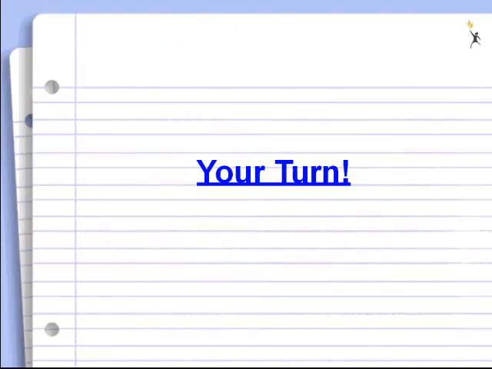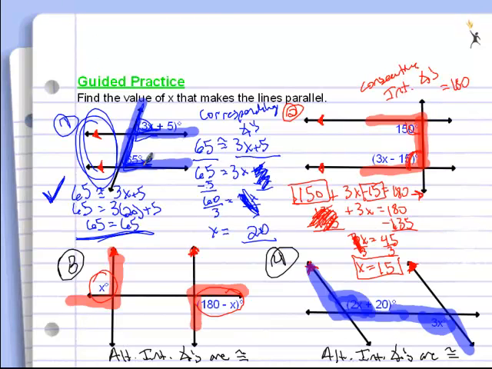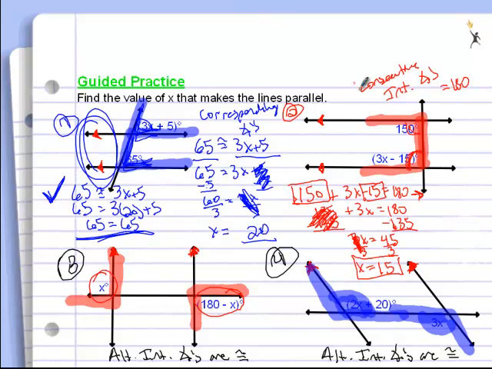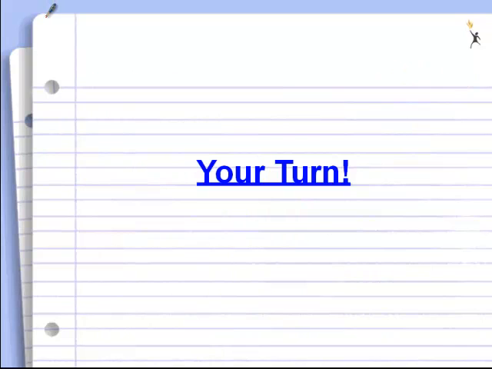If we look again at what we did, we had to assume they were parallel first in order to set them equal to each other, or in order to set them up as supplementary angles. Then we found what x equaled to prove our statement. If x equals 20, number 1 are parallel. If x equals 15, number 2 are parallel. If x equals 90, number 3 are parallel. And if x equals 20, then number 4 are parallel. You're going to do the same thing tonight on your homework, so let's go ahead and take a look at that.